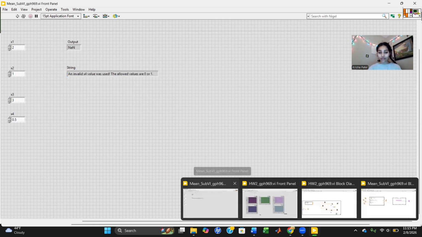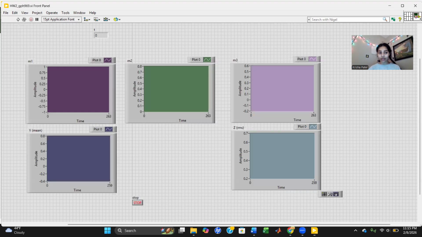So now I'm going to be moving on to the front panel of my VI. As you can see, we have 5 plots. The top 3 are our inputs, and our bottom 2 are our mean and our RMS. At the top, it indicates our t value, and at the bottom, we have a stop button.